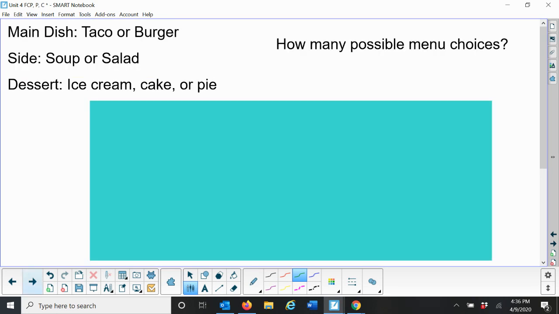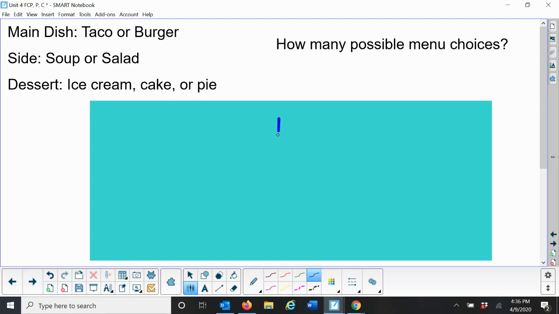So let's look at an example here. I have some choices. I have a taco or a burger that I could pick for my main dish. As a side, I can pick soup or salad. And for dessert, I can pick either ice cream, cake, or pie. And I want to know, well, how many different menu choices do I have here?